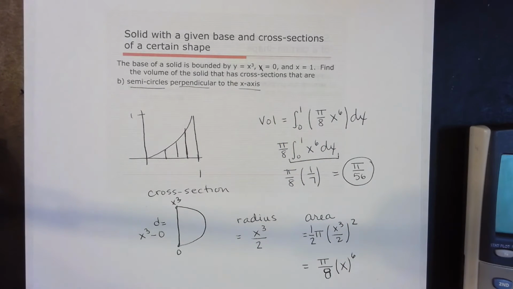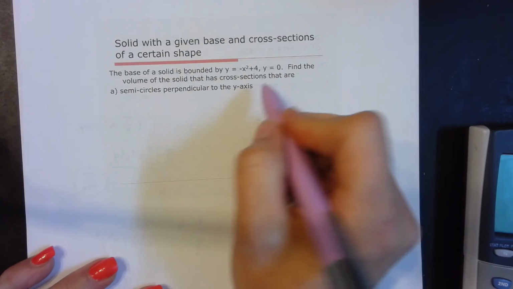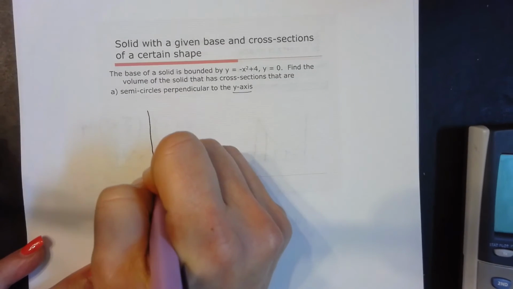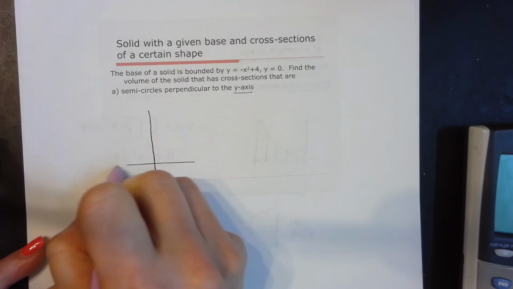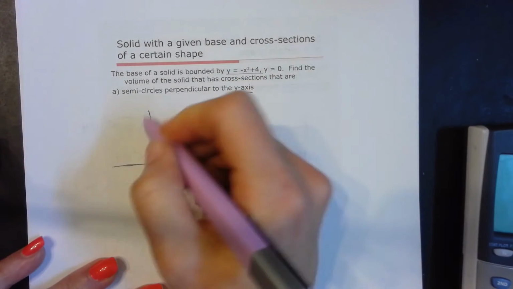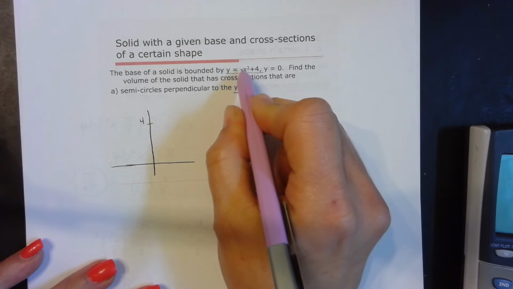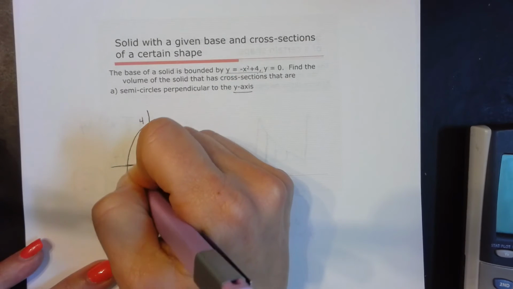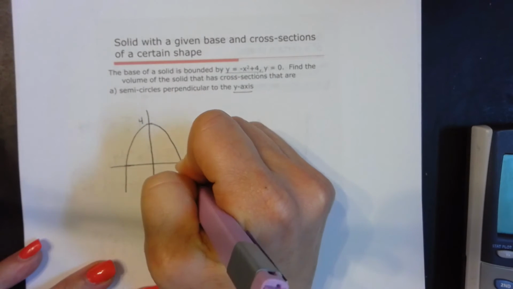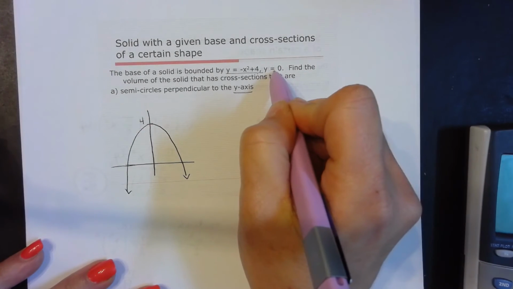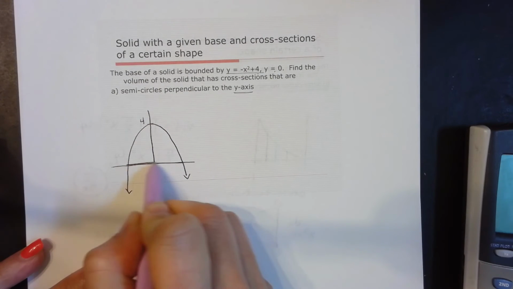Now let's do an example where we're going to go perpendicular to the y-axis. The first thing I'm going to do is graph my shape. This time I have a parabola with vertex at 4, and the negative tells me it's going down. So I'm going this way. And y equals 0 tells me I am bounded here by the axis. And I'm going to slice this way.